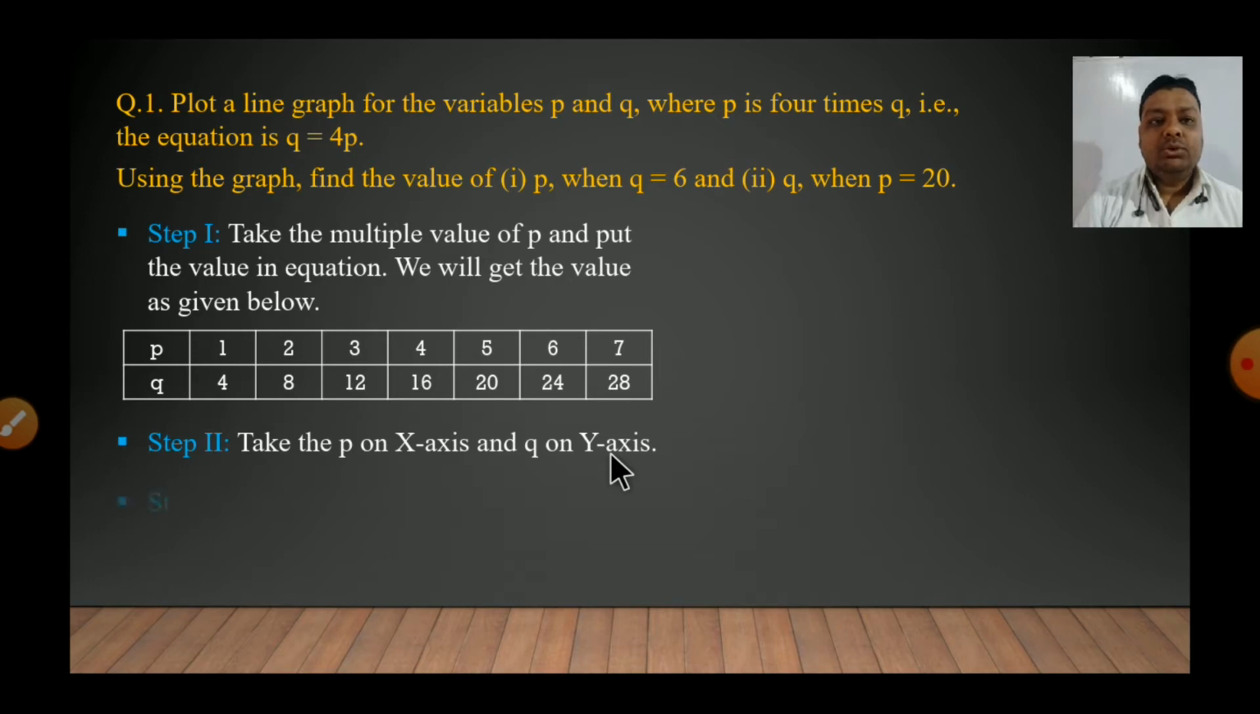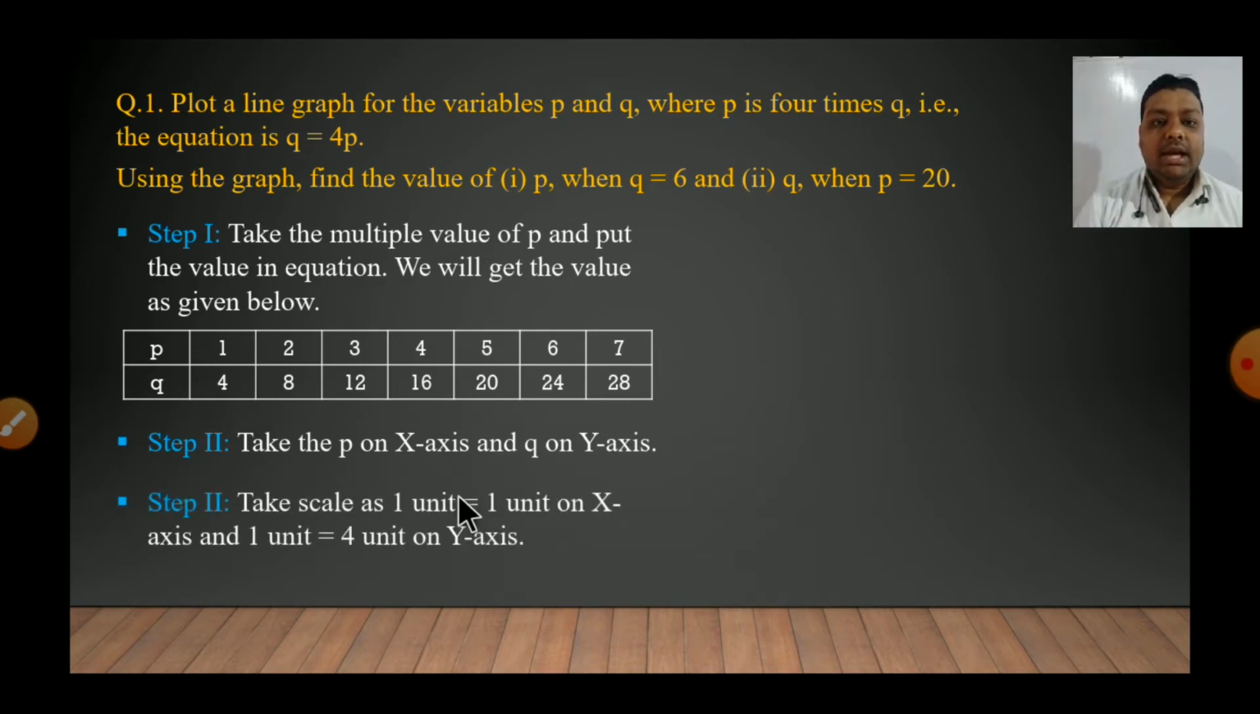Now students, step 3: we will take the scale as 1 unit equal to 1 unit on the x-axis and 1 unit equal to 4 units on the y-axis. Why 4 units? Because you can see that the values of q are multiples of 4. So we will draw 1 unit equal to 4 units on the y-axis, and then we have to plot the values on the graph.